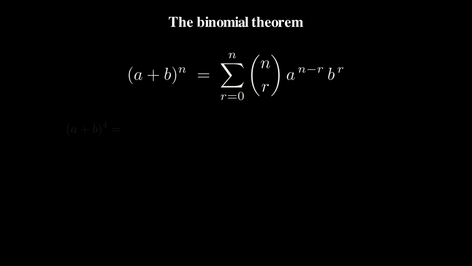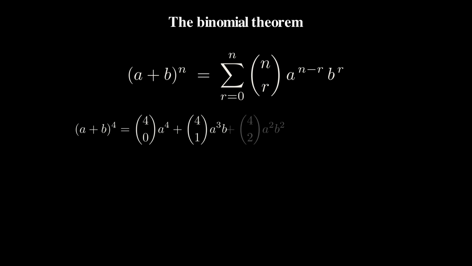Write out (a + b) to the 4, term by term. The coefficients are the combinations. Our row 4: 1, 4, 6, 4, 1. Now watch the powers. The power of a starts at 4 and falls: 4, 3, 2, 1, 0. The power of b does the opposite. It climbs from 0 up to 4.